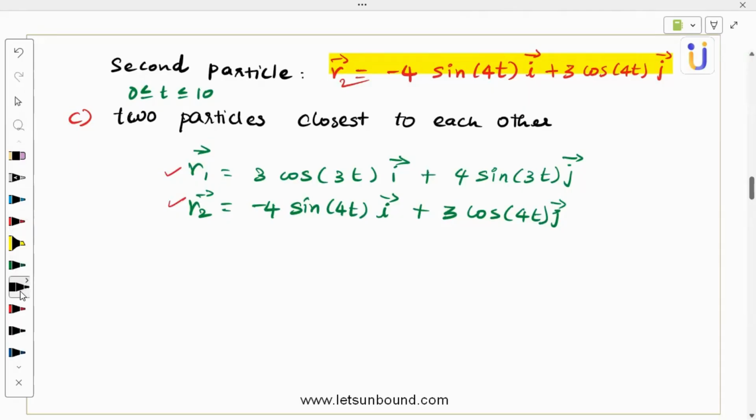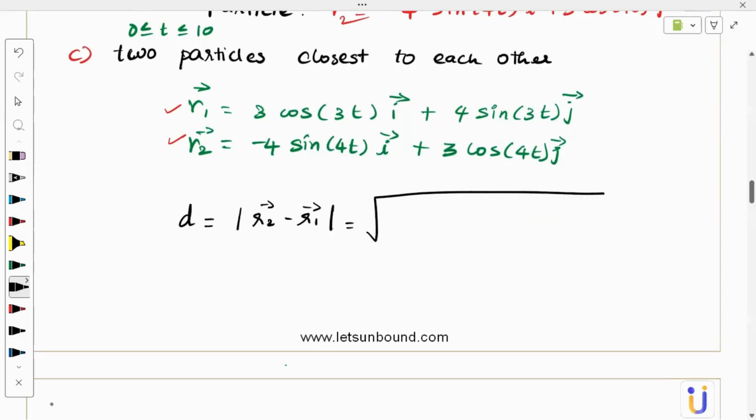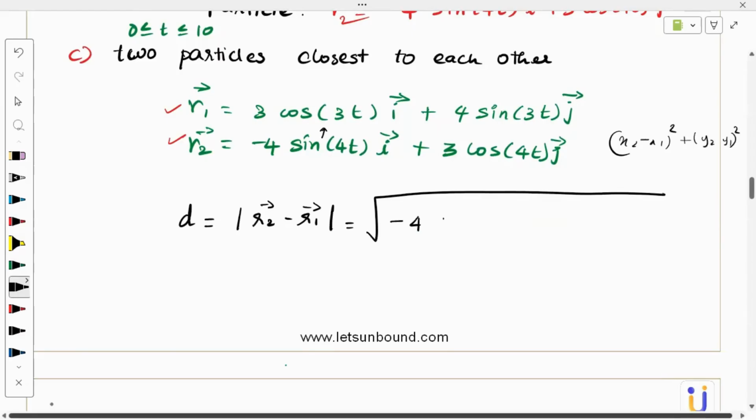Closest means what? The distance between the two should be the minimum, right? So I can find the distance formula between them. D equals the modulus of R2 vector minus R1 vector, which is quite simple. For the x component, you just subtract, so I will get minus 4. It's very simple: x2 minus x1 the whole squared plus y2 minus y1 the whole squared. Same form. So I'm going to subtract the vector components.